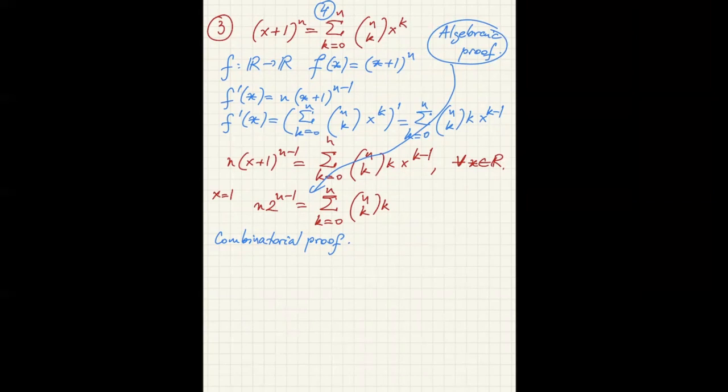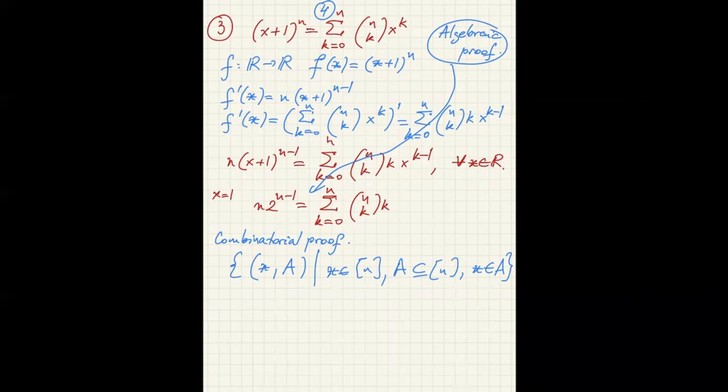And so here's how it works, and that comes through experience and solving more exercises. So let's consider the set of ordered pairs of the form, let's say, (x, A), where x is an element of the set [n] with n elements, A is a subset of [n], and x is an element of A. We've seen something similar in the previous class when we had this identity involving n choose k and n minus 1 choose k minus 1.